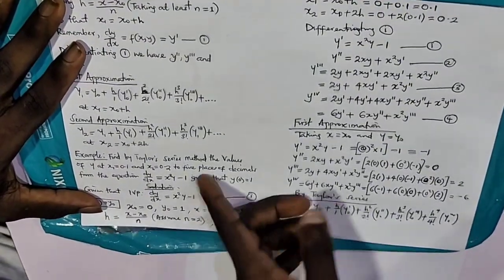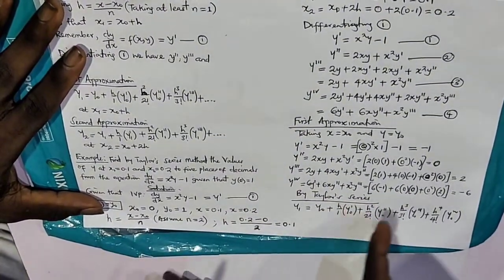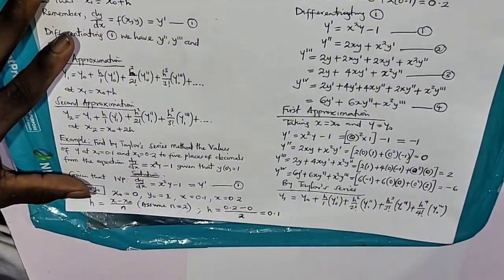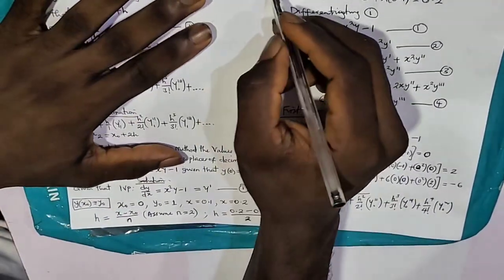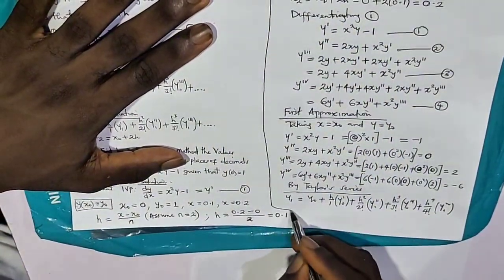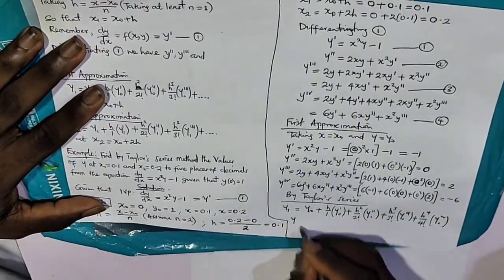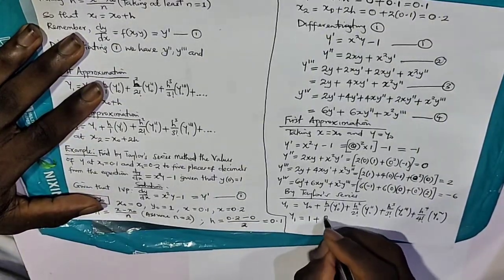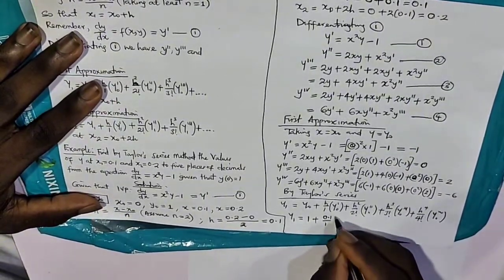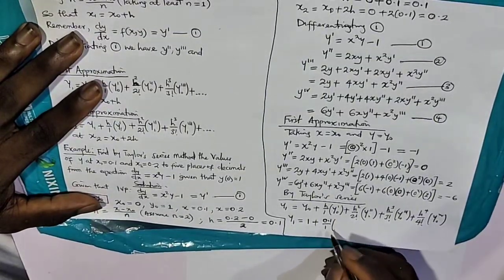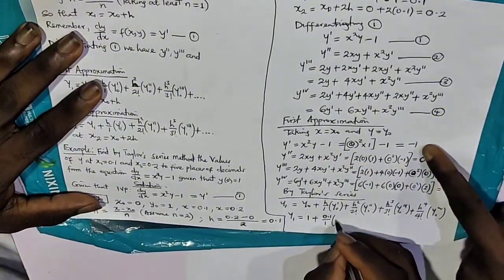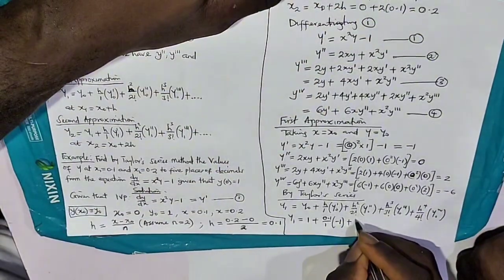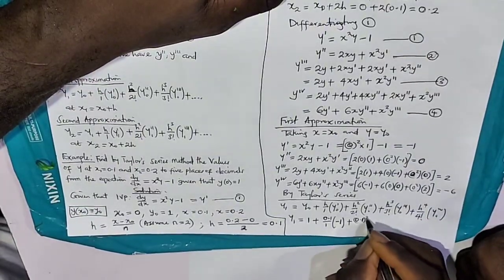We have to stop at the fifth decimal place: 1, 2, 3, 4, 5. Knowing that, we have all the necessary parameters. So let me divide this so as not to mix it together. Our y1 is equal to y naught, which is 1, plus our h, 0.1, over 1, times y prime, which is minus 1.